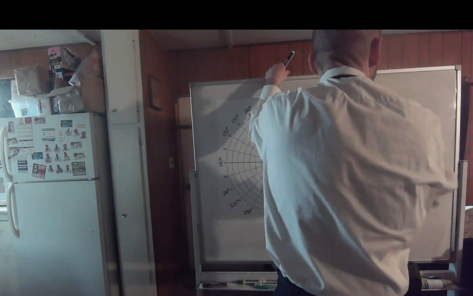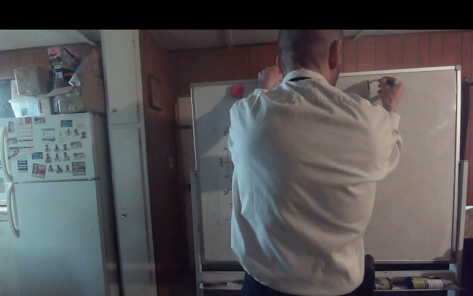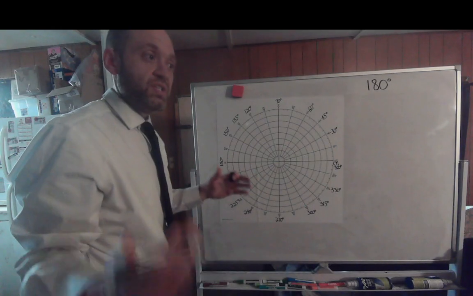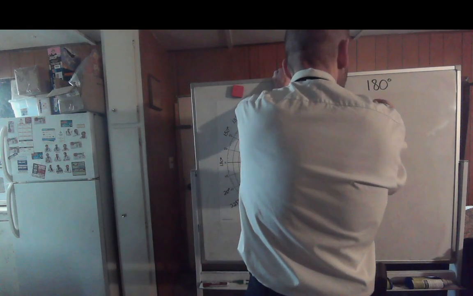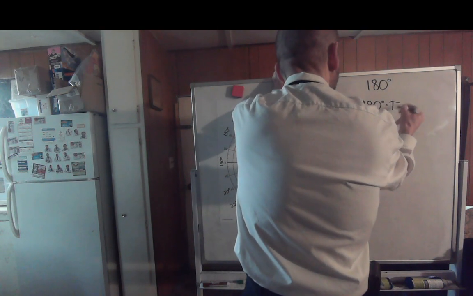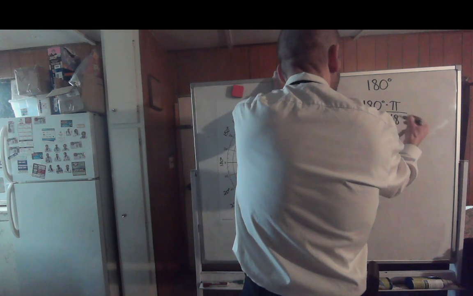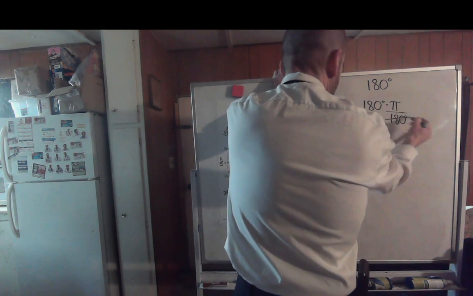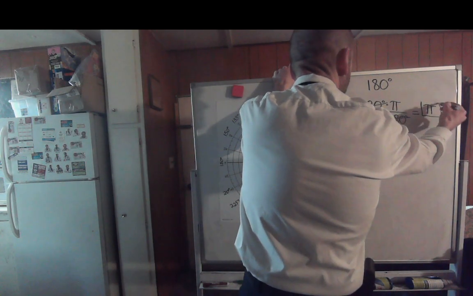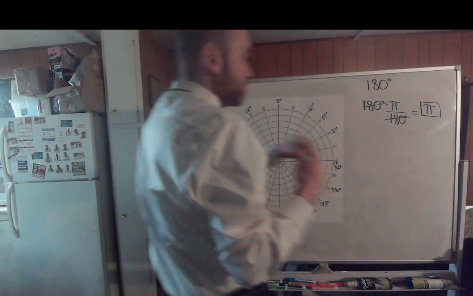Let's do 180 degrees, which is a straight line, also half a circle, because a circle has 360 degrees, right? So if I take 180 degrees times pi over 180 degrees, the 180 degrees cancels out, I'll literally get pi for my radian measure. So 180 degrees is the same as pi.